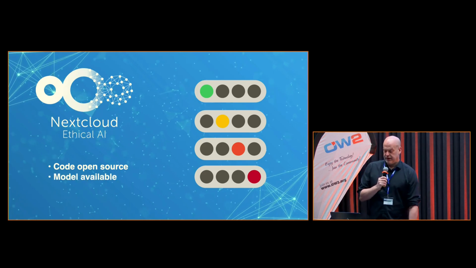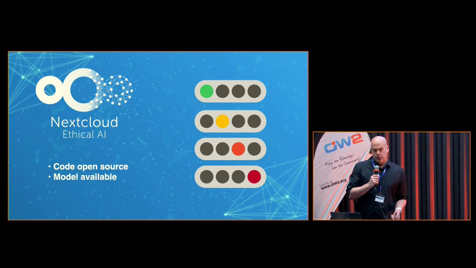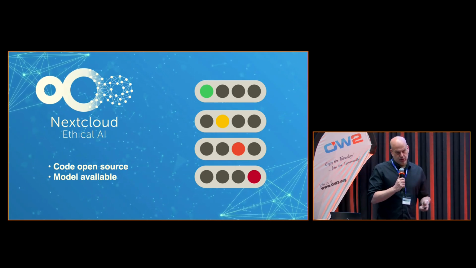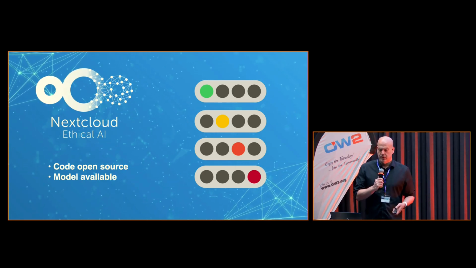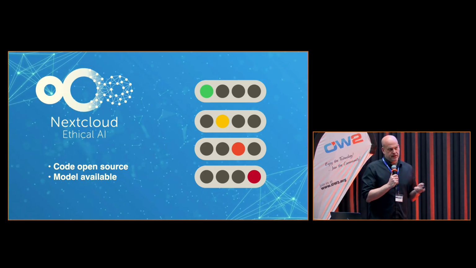The second is that the model should be available, because only then you can run it locally. I'm a big believer in having the stuff local. NextCloud, the whole point is to have it local, and the AI system should have the same, because then you know that no data is leaking somewhere else.